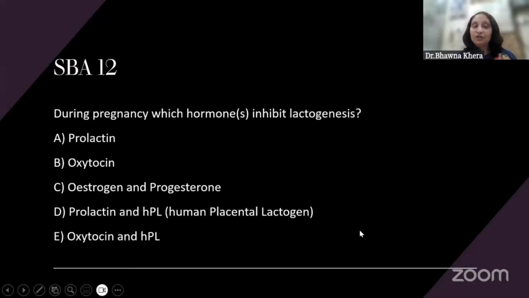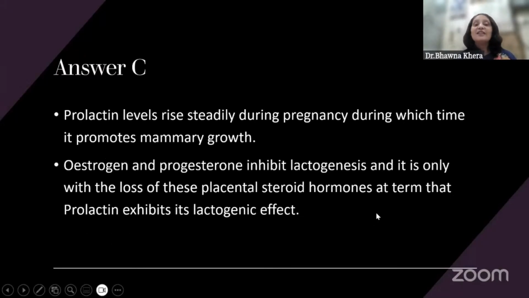Estrogen and progesterone. These hormones are raised to such an extent that they basically do not allow milk production. Prolactin levels rise steadily during pregnancy, during which time it promotes mammary growth. Estrogen and progesterone inhibit lactogenesis, and it is only with the loss of these placental steroid hormones at term that prolactin exhibits its lactogenic effect.